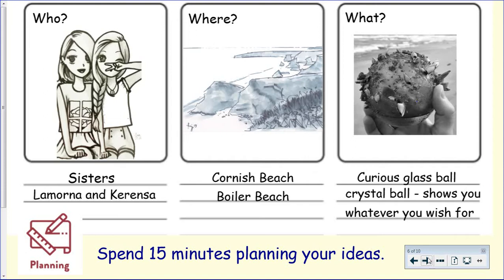So my who are going to be sisters. They're called Lamorna and Carenza. They're Cornish names because my where is going to be a Cornish beach. I think I'm actually going to picture Boiler Beach in my head while I'm writing this. And my what is the sisters, Lamorna and Carenza, are going to find this like curious glass ball, almost like a crystal ball. But when you look in it, it shows you whatever you wish for. Okay, so spend 15 minutes just planning your who, where and what for your story, for your invent.